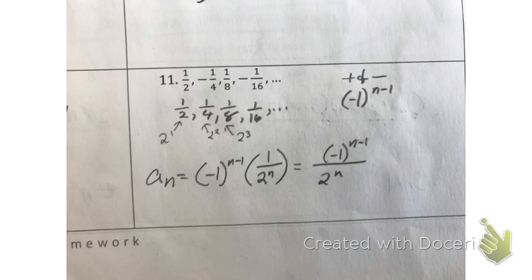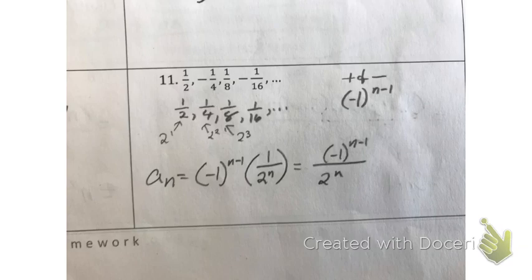All right, 10 is kind of the same thing as that one. We are looking at powers of 2 in our denominator. We have 2 to the first, 2 squared, 2 to the third, 2 to the fourth. So that's just 2 to the n, because my first term should be 2 to the first. When I plug 1 in, I should get a 1 here. So that's just 2 to the n.